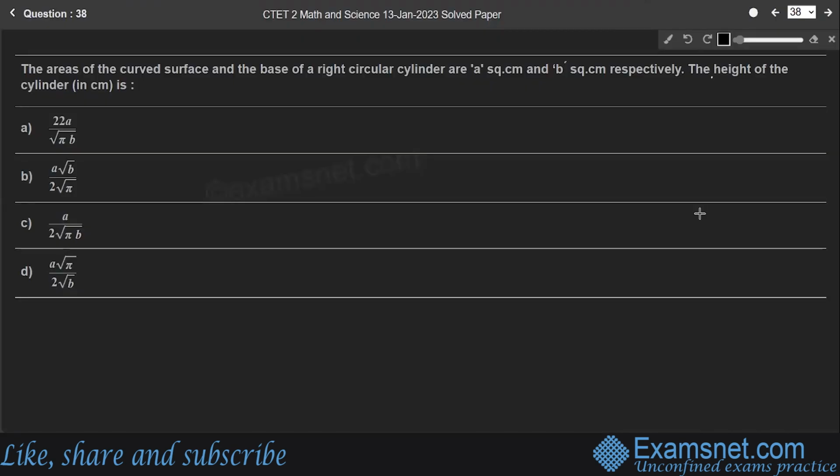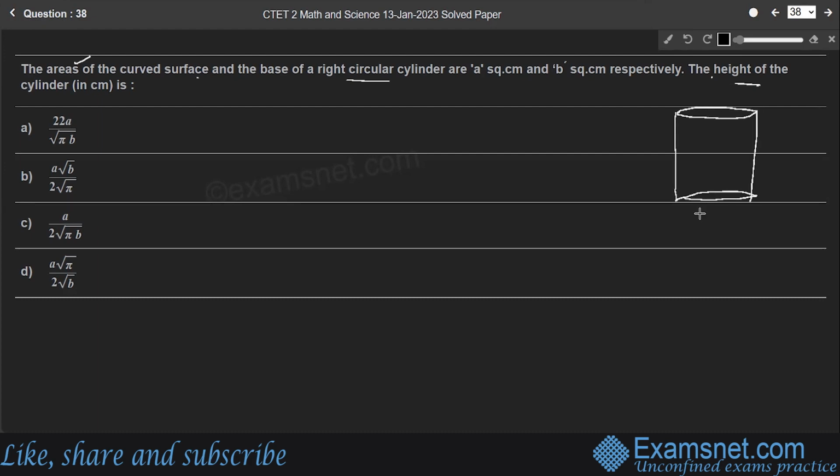Question 38. The areas of the curved surface and base of a right circular cylinder are A square centimeter and B square centimeter respectively. The height of the cylinder is, so students will consider a right circular cylinder, right, like this.